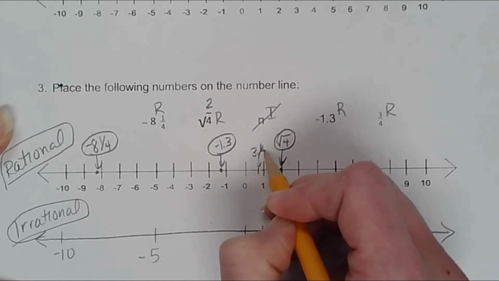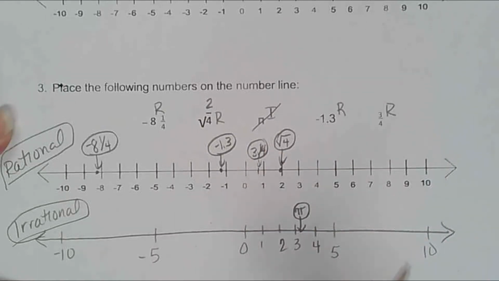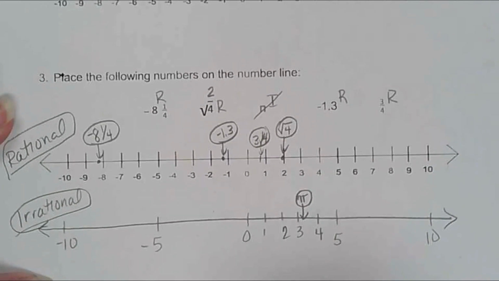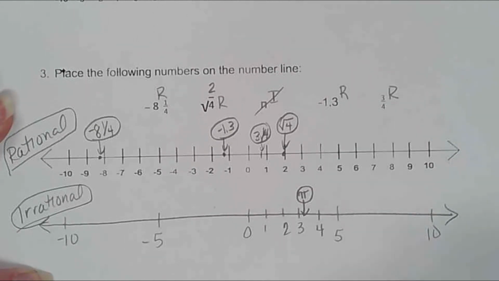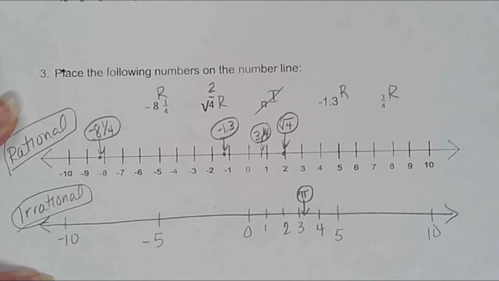So again, the important part is to place these numbers on the number line and to read the instructions, because if it wants you to put only rationals on one number line and only irrationals on the other number line, you will get it wrong if you don't do the first sort. If you need to pause to finish this off, please do so.